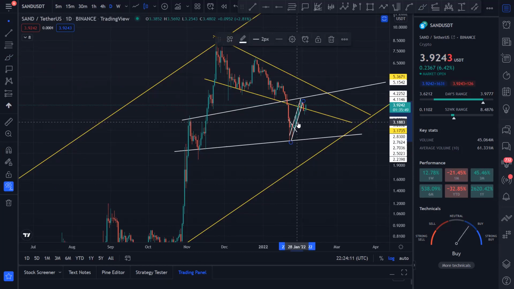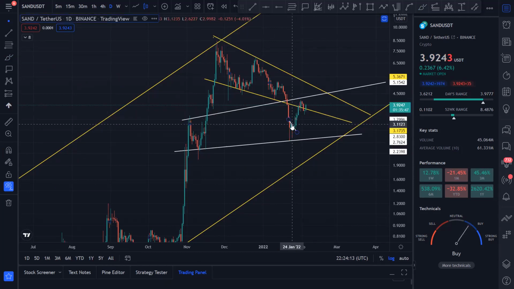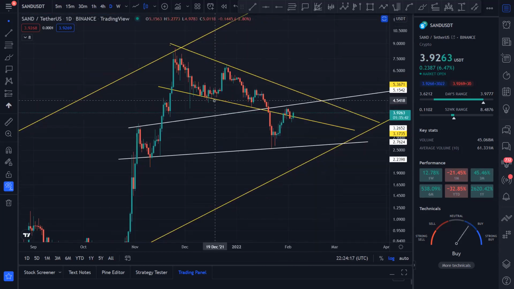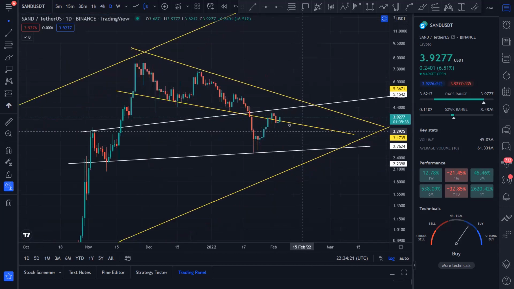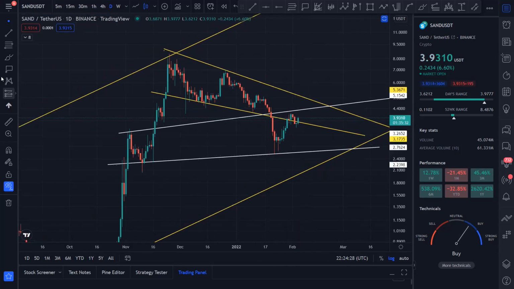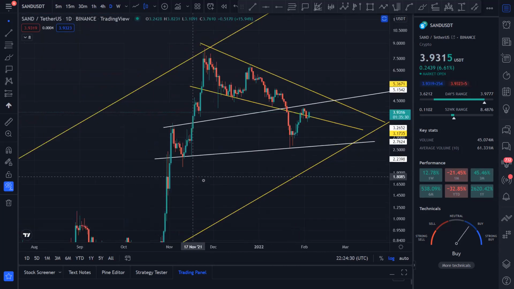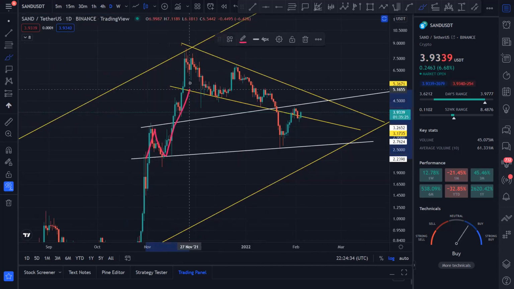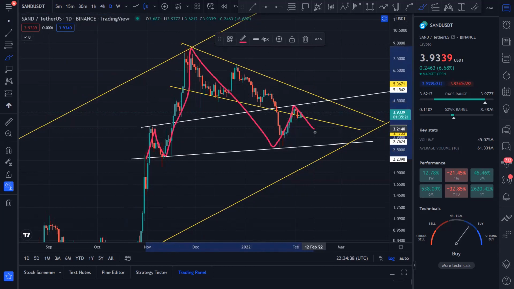Now if we just take this off, since it's already achieved that target, you can see we have slowly broken this resistance as well, which used to be support, and we are trying to get on top of it now with this closing candle for today. I also told you there could be a scenario where Sand can create this kind of bearish head and shoulder.